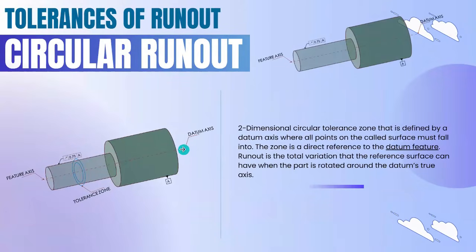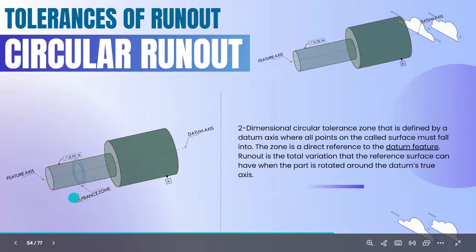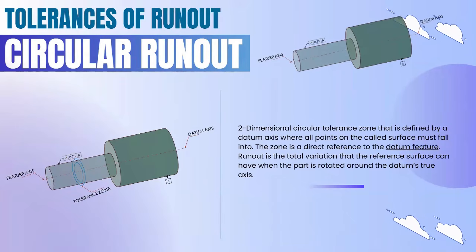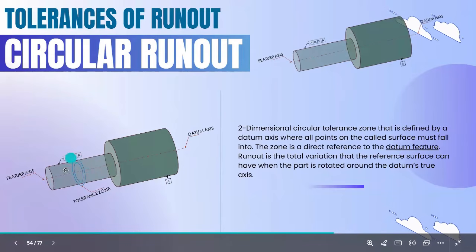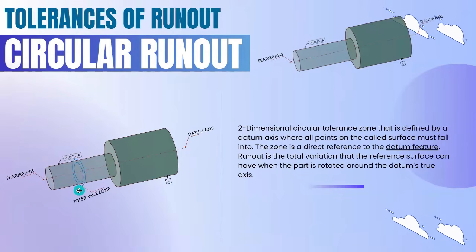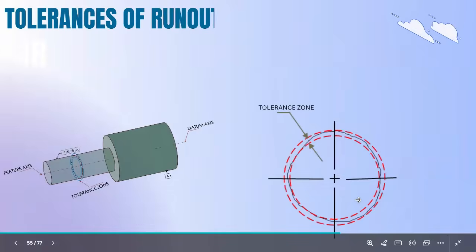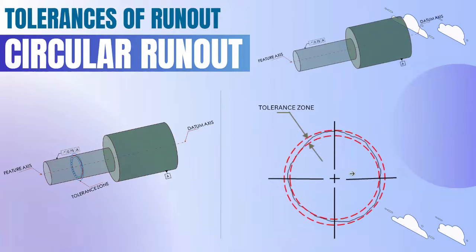So here you can see this is the datum axis and this is the feature axis. Here the tolerance zone will be two concentric circles. Circular runout is two-dimensional, so the tolerance zone is also 2D. It acts like two concentric circles. So the zone will be separated from the datum axis.